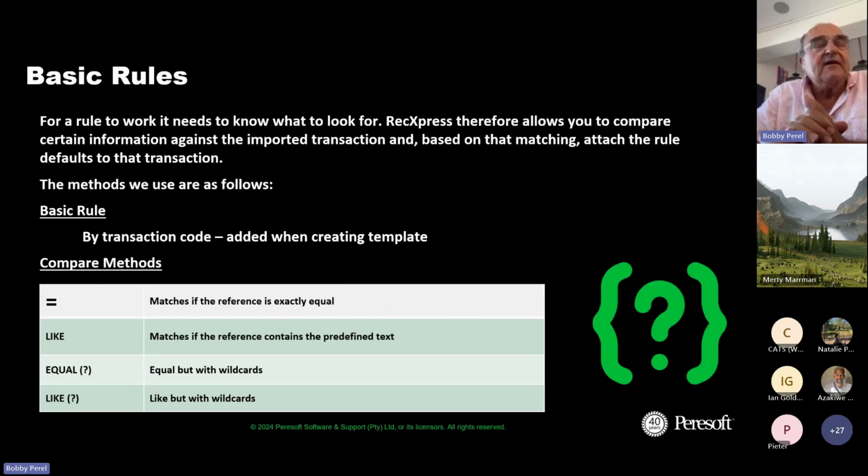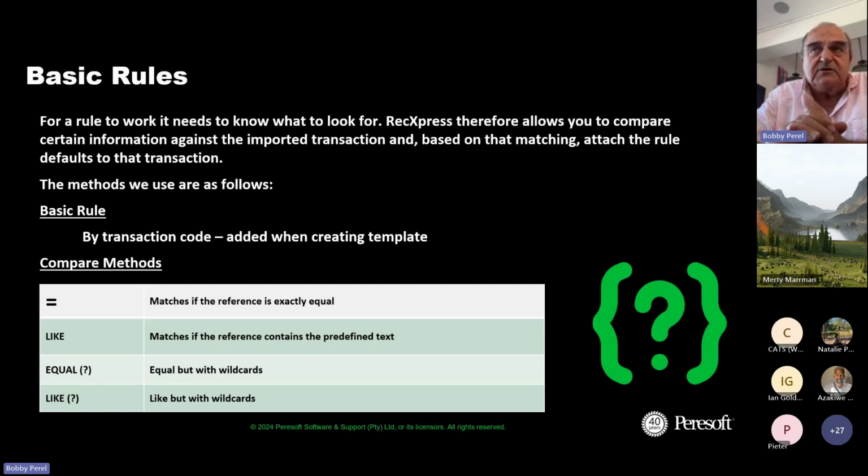Okay, right. So let's look at the rules. For a rule to work, it needs to know what to look for. RecXpress therefore allows you to compare certain information against the imported transaction, and based on that matching, attach the rule defaults to that transaction. The methods we use are as follows. The basic rule is just the transaction code on its own, and then it picks up, as I was showing you a minute ago with bank charges, the defaults and applies them to that transaction code. That is probably the most basic one and mostly used for bank charges, interest, standard transactions.